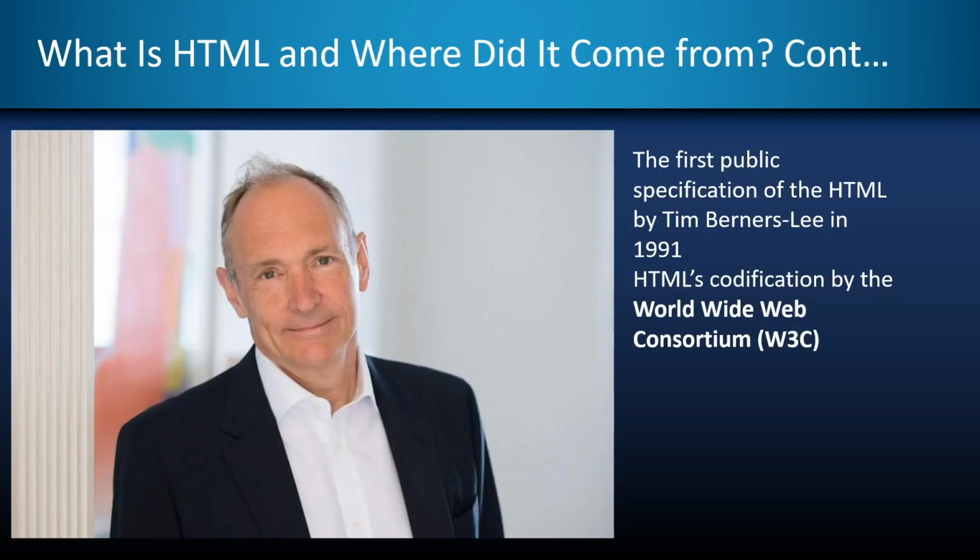Where did it come from? Actually, there is a long history of rivalry and competition between Netscape Navigator, Internet Explorer, and so on. The first public specification of HTML was presented by Tim Berners-Lee in 1991. At that time, HTML didn't have standard rules or specifications. So the companies and universities of the World Wide Web Consortium, short form W3C, codified HTML in 1997 to bring it to a common plan, a common set of rules.